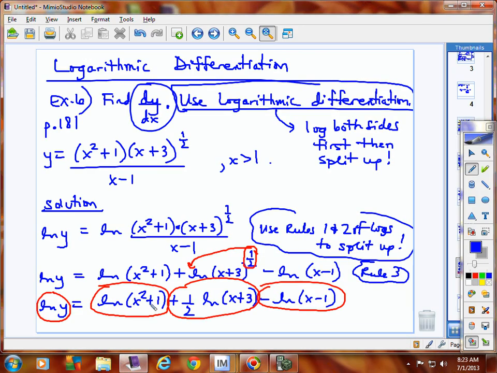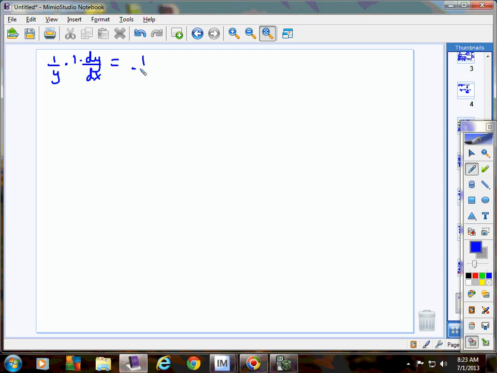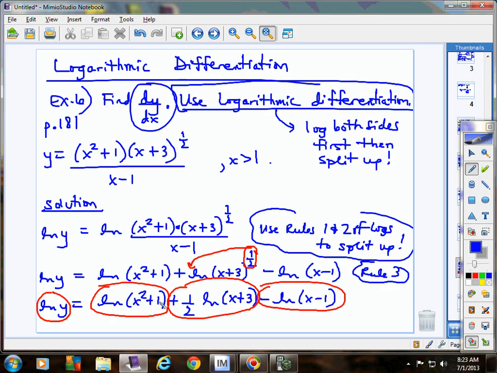All right, next term. None of these have y's, so we don't have to worry about any dy dx's anywhere. But it's an ln problem, so I've got to put 1 over x squared plus 1 times the derivative of x squared plus 1, which is 2x.